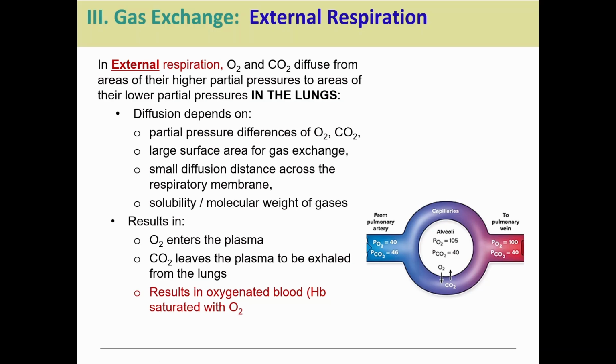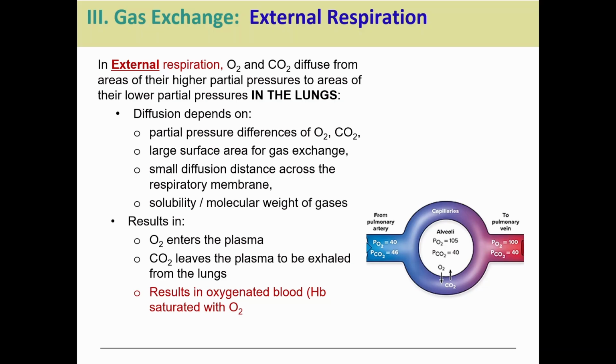And there's a couple other things that come into it as well. So the partial pressure differences is one big thing. Also, the surface area for gas exchange: the larger the surface area, the more exchanges we can make. The small diffusion distance, the fact that we're only having to diffuse through 2 cells, is big. That's really helpful in this case. And then the solubility or the molecular weight of the gases. Some things are going to move through very easily, other things not so much.